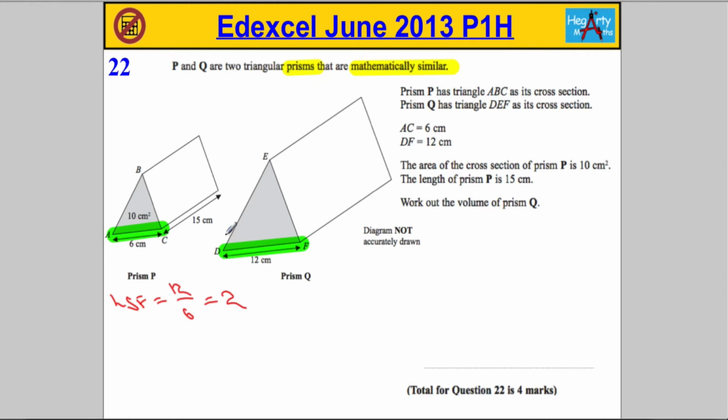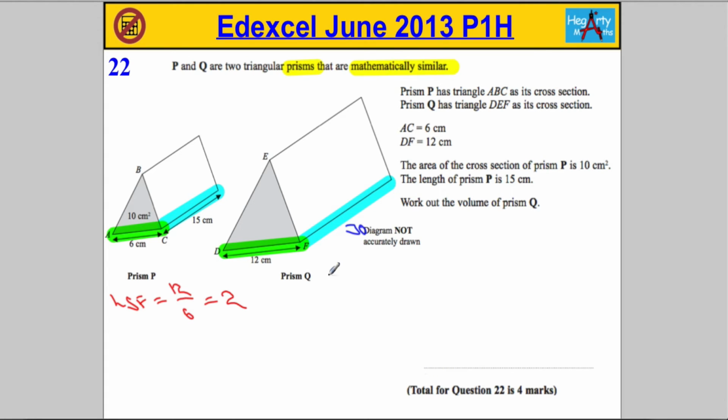So all the sides I would expect to be double the length of the small side. So that side is 6. Its corresponding side in the similar triangle is going to be 12. This guy over here, that's 15. I would expect the corresponding side on the larger prism to be double the other one. So double 15 is going to give me 30. So I know that side is going to be 30.